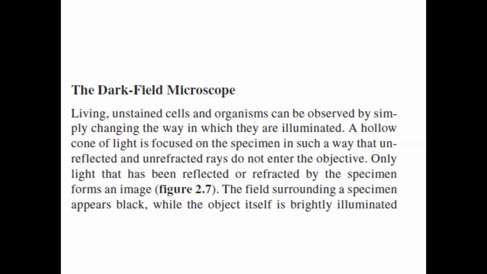The living and unseen microorganisms can be observed by simply changing the way in which they are illuminated. So here the cone of light is focused on the specimen in such a way that the unreflected and the unrefracted rays do not enter into the objective lens. Only the light that has been reflected or refracted by the specimen forms an image. The field surrounding the specimen appears black, while the object itself is brightly illuminated.